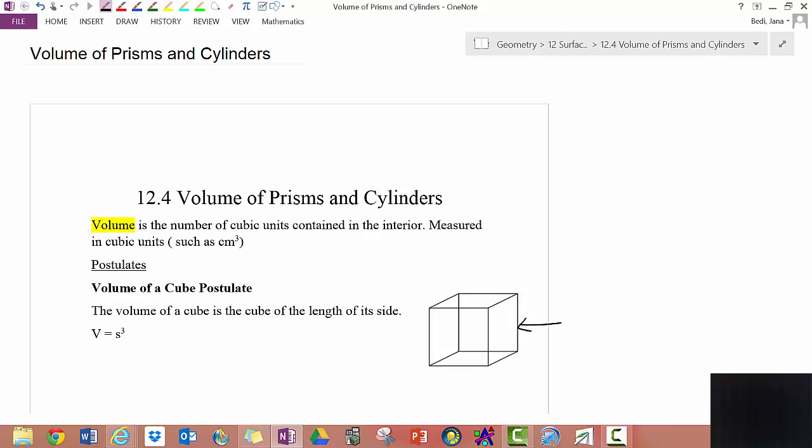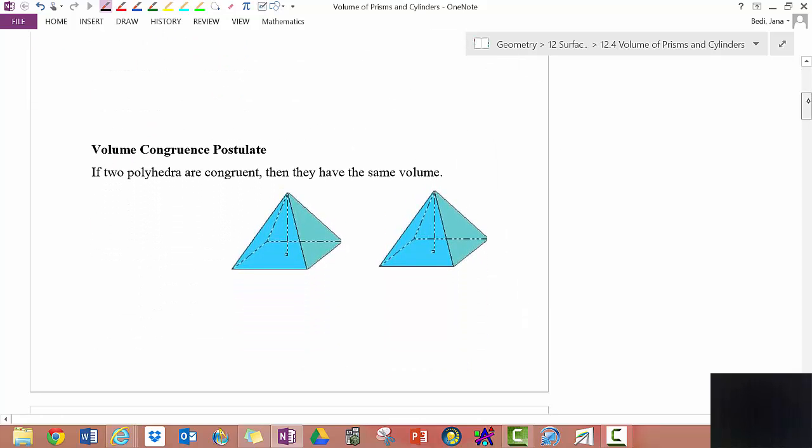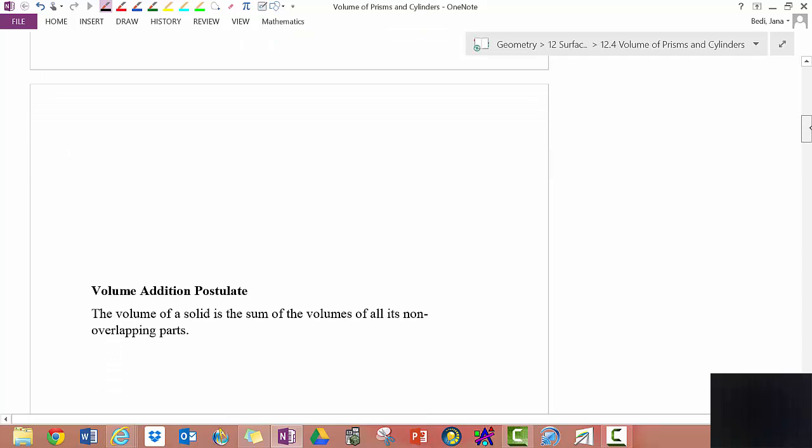A cube has all congruent sides, and it's a special right prism. We will only be talking about right prisms in this section versus oblique prisms. Oblique prisms are tilted. These are pyramids, and it's stating the obvious that if two polyhedra are congruent, then they have the same volume. The same would hold true if you had prism shaped objects.